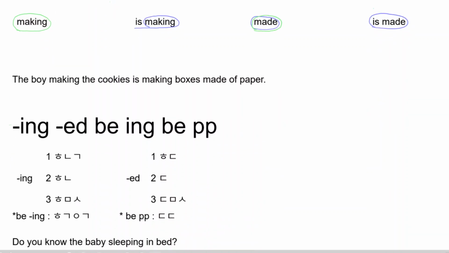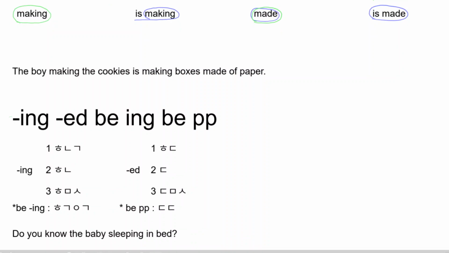So here we have an example sentence. The boy making the cookies is making boxes made of paper. You see here? So here we have making, right? What do you think? Does this end with 다? 만든다? Do you think this ends with 다? 남자아이가 쿠키를 만든다? No, that's wrong because ing is not a finite verb. It is a non-finite verb.